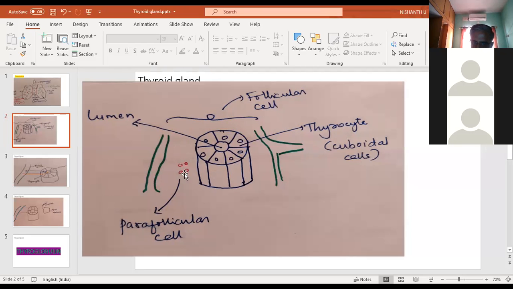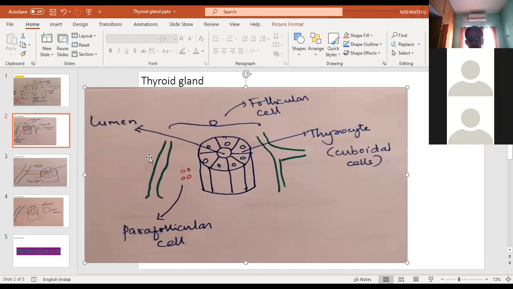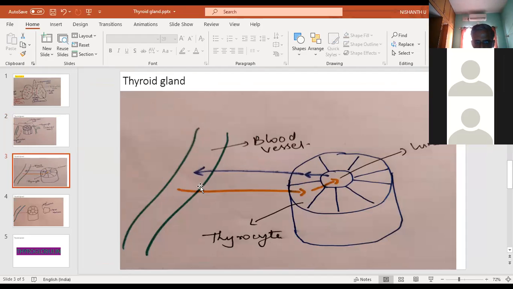And you can see the red colored cells; they are called parafollicular cells. Right now, we are not going to discuss them. These are the blood vessels. So now what we are going to discuss, just observe in the third slide. This is the blood vessel, this is the follicle, and these are the individual cuboidal cells or thyrocytes. Understood the point or not?